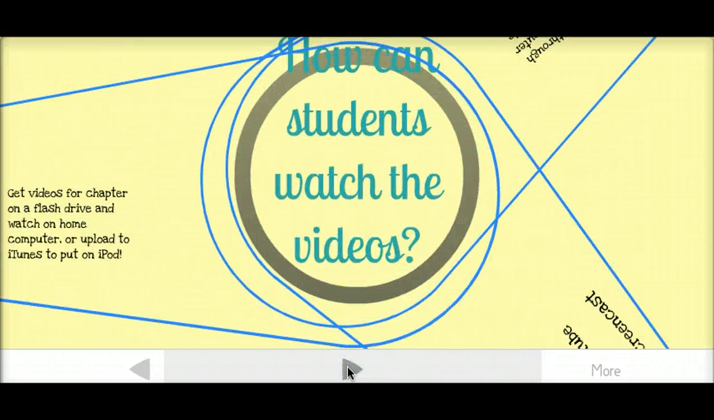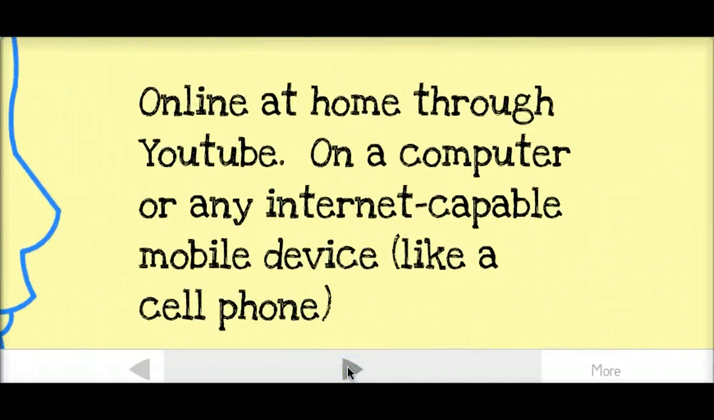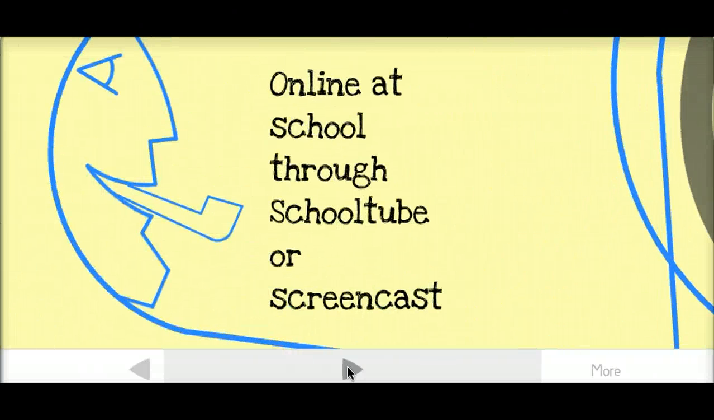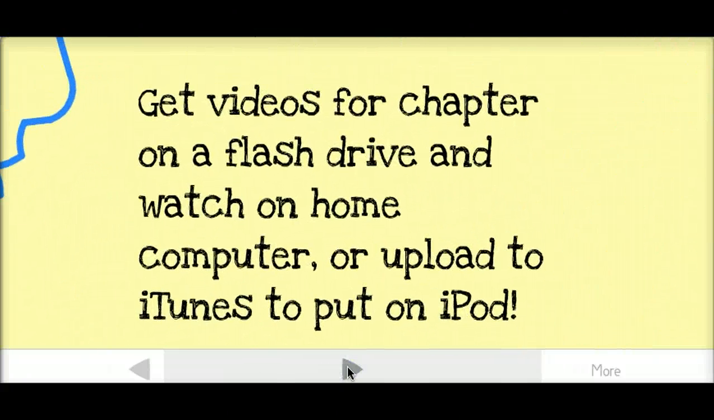So how can students watch the videos? One way is online at home through YouTube, on a computer, or any internet-capable mobile device like a cell phone. Online at school through SchoolTube or Screencast. Or you can get videos for chapters on a flash drive and watch on a home computer, or upload it to iTunes to put on your iPod.